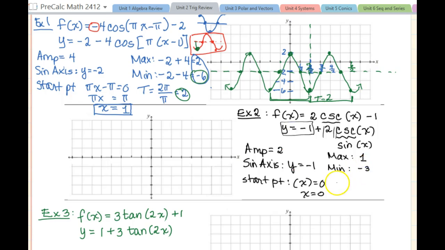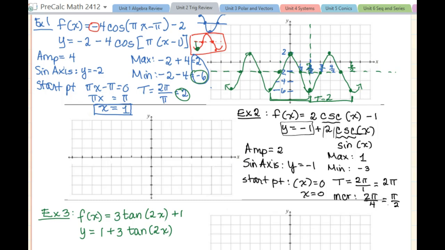The last thing we need to do is find our period. Remember, our period is going to be 2 pi over our frequency, which is whatever number is in front of the x, which is 1, so our period is 2 pi. When we're looking for increments, we're going to get our 2 pi and divide it by 4. We're going to get pi over 2.